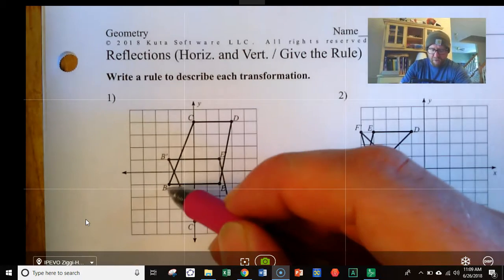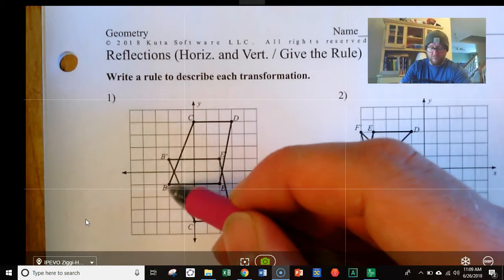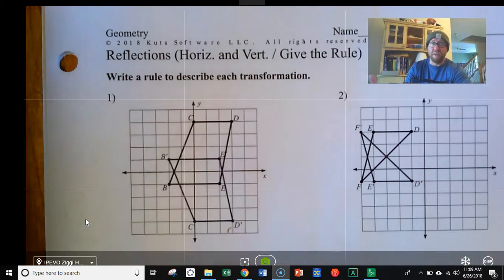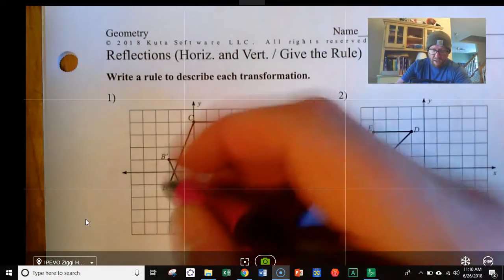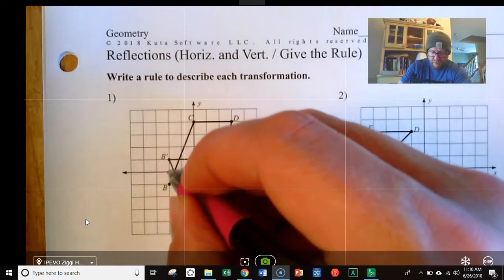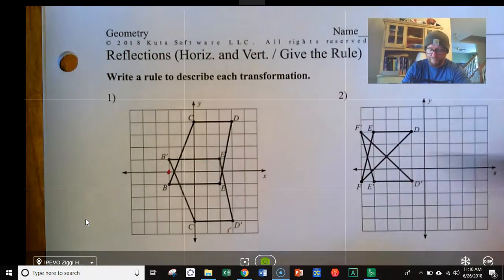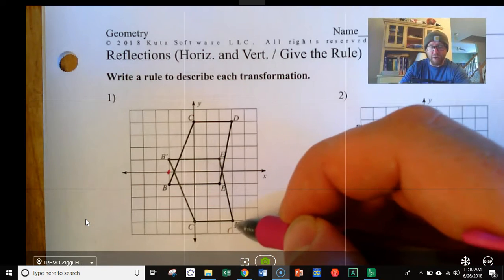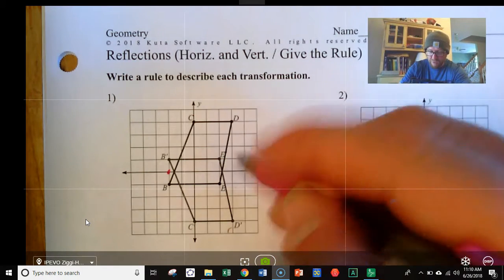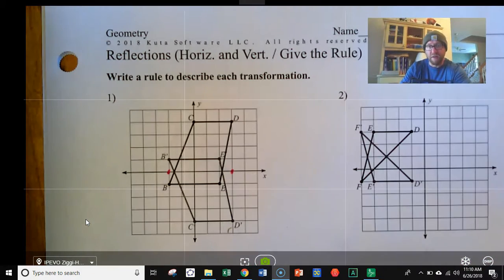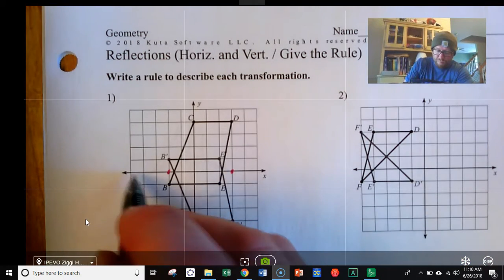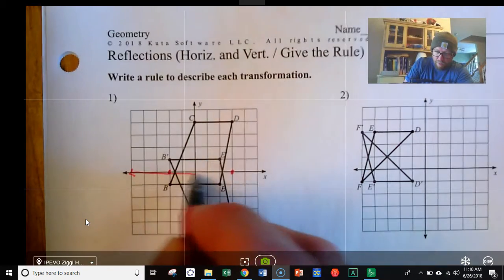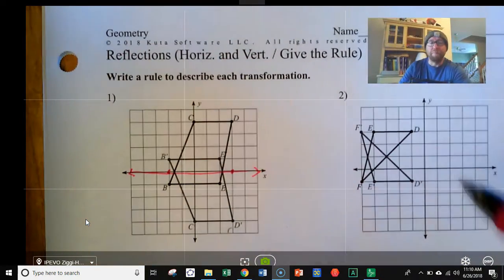Okay. So you just got to find, here's B and there's B prime. That is the reflected image of point B. And you just have to find the point that's halfway between them, right there. And then here is, say, for example, D and D prime. So you got to find the point that's halfway between them. You just count spaces and you see it's right there. And you connect them with a line. And that would be your line right there.